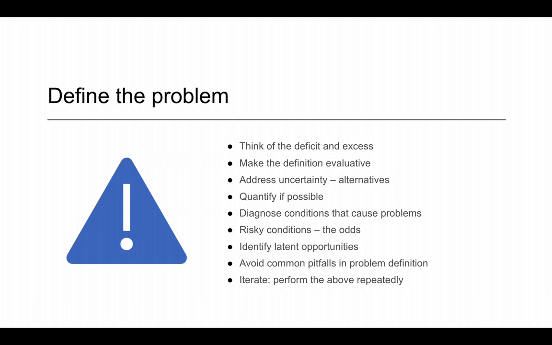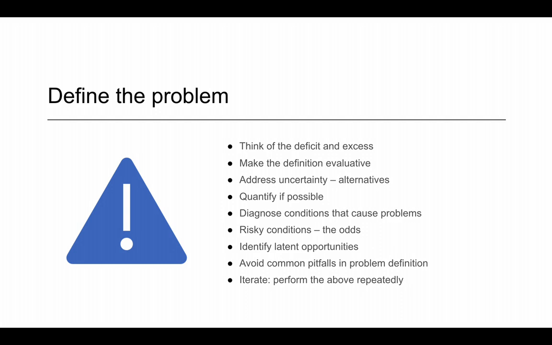So how can we actually define a problem, right? The first thing is to think about deficits and excess, right? Too much, too little, not enough. Then make the definition evaluative, so based on which criteria you are going to evaluate it. Then you address the uncertainty, quantify it if possible, and diagnose the conditions that cause the problem, at least one condition. Then you will be able to come up with a problem that you can solve.